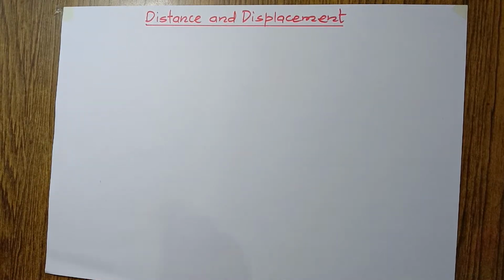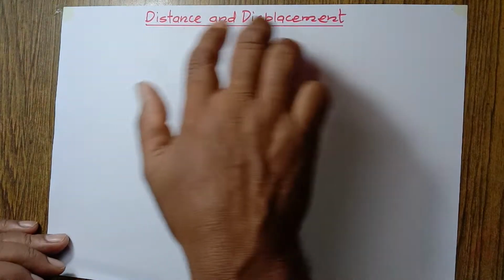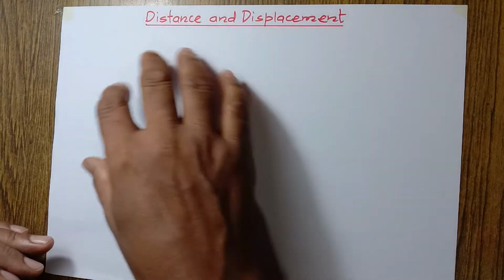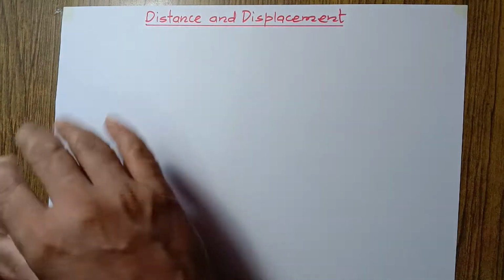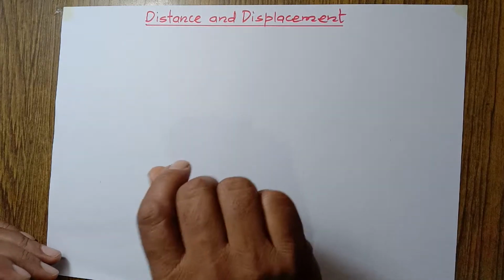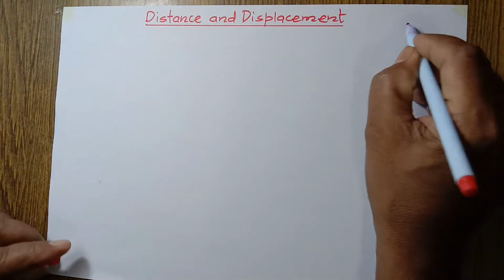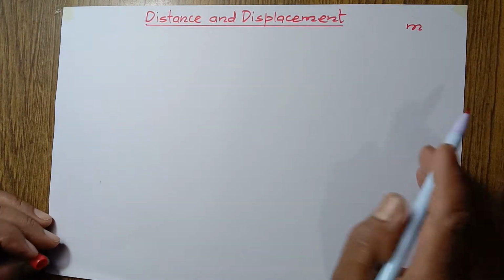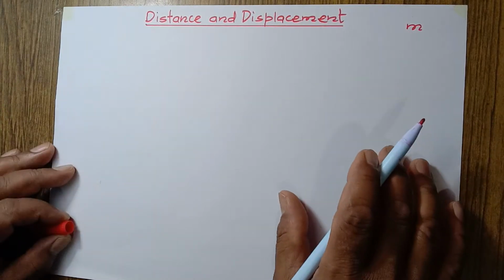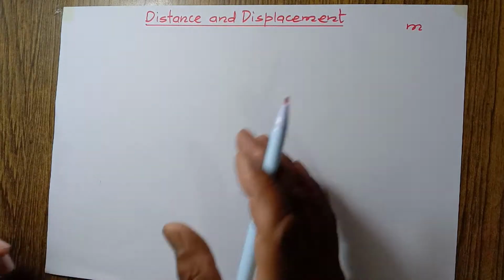Today our focus is on distance and displacement. These two terms are similar, and there is also a big difference between them. In one sense, they are quite different. But even so, both of them have the same SI unit, that is meter, and other units are kilometer, centimeter, feet, etc. Both of them have the same units, but they are quite different.